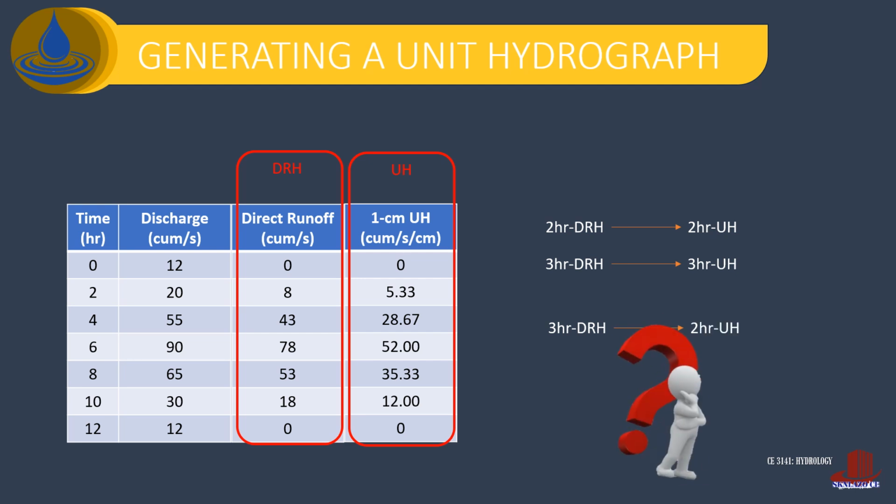But what if what we have is a 3-hour DRH and what we need is a 2-hour unit hydrograph? Are we just going to work on ratio and proportion?